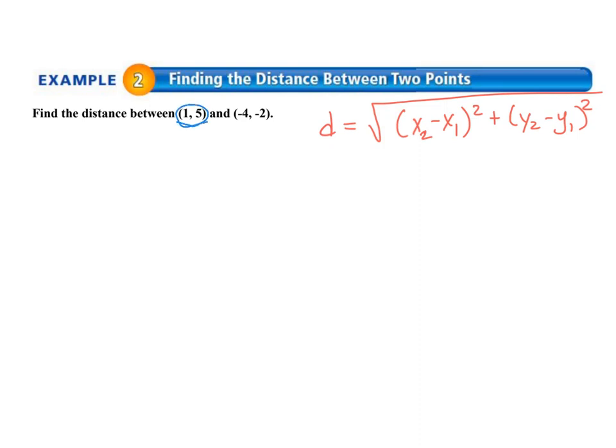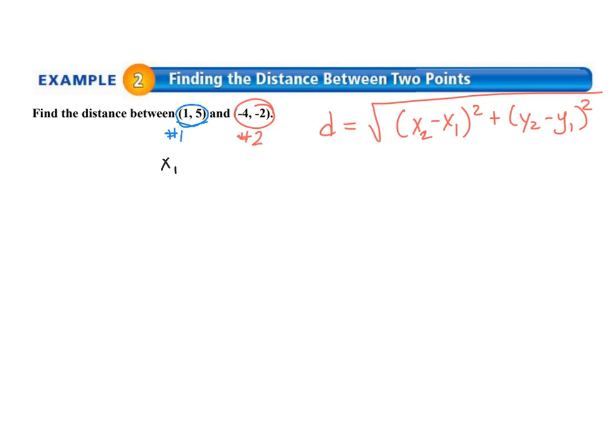And then let's call this point number 1. Let's call this point number 2. I think that's the most important thing, is making sure you remember which one you've called which. Usually I do this part in my head, and usually you will do this part in your head, but as a first try, let's be really careful.